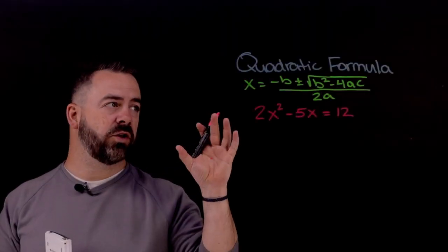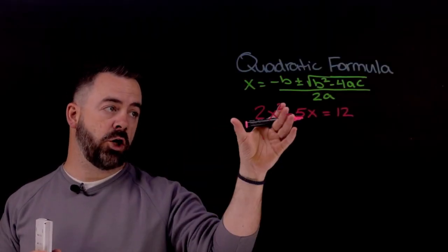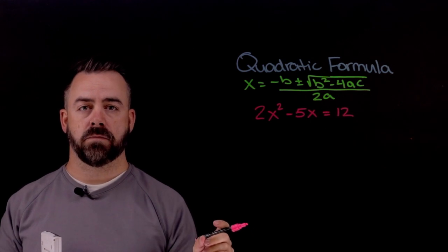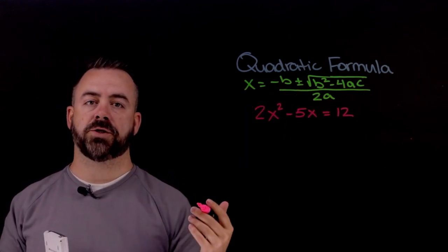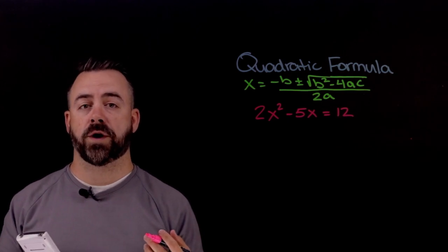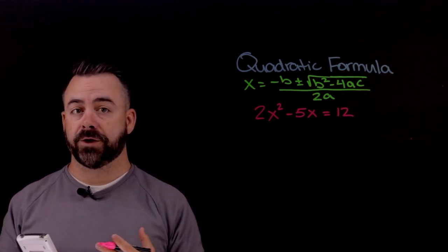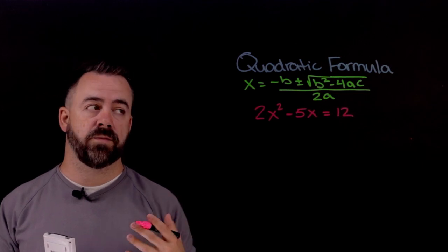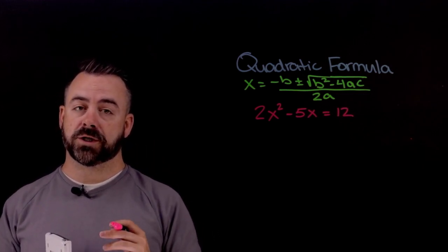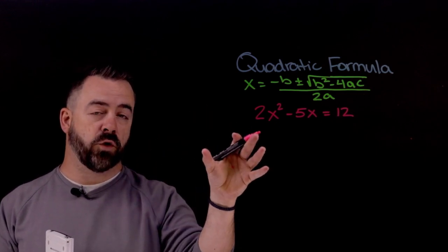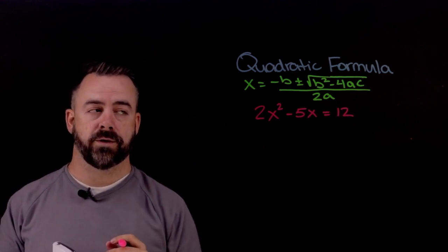Let's practice using the quadratic formula to help us solve this quadratic. The quadratic formula is written here in green. Negative b plus or minus the square root of b squared minus 4ac all over 2a. There are songs out there, there are ways to memorize the quadratic formula. And I suggest you figure out what works best for you because this formula will always work.